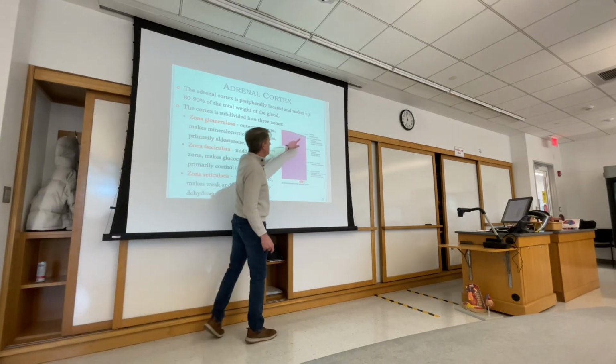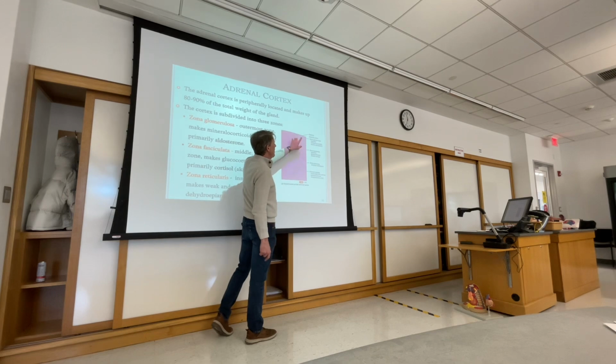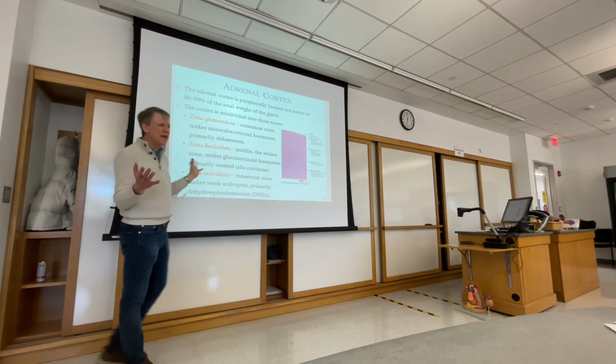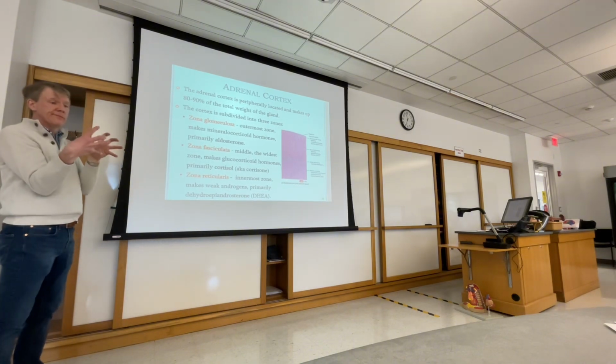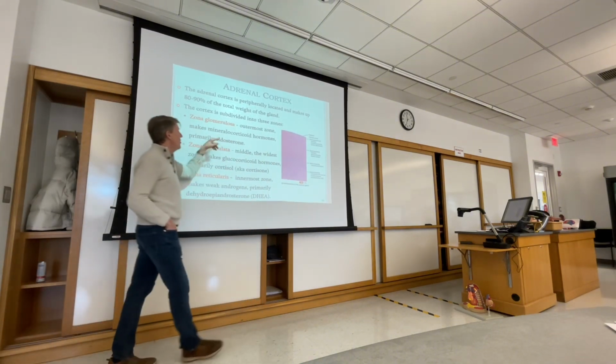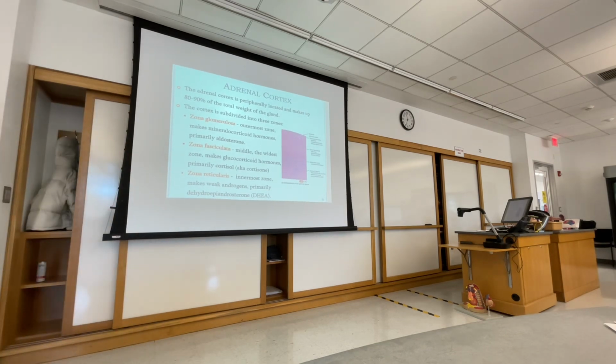So the outermost zone, actually, let me just tell you, first you have something called a capsule. That's on the very outside. That doesn't do anything other than to just kind of hold it together, okay? But then you have this first zone called the zona glomerulosa. The zona glomerulosa makes what are called mineralocorticoid hormones.